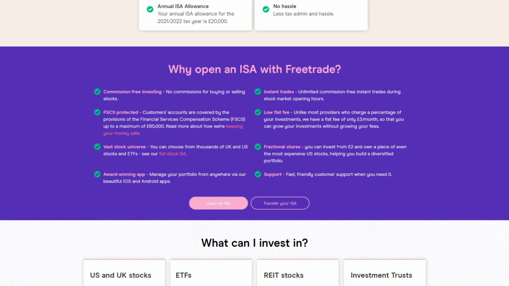Fractional shares. You can invest from £2 and own a piece of even the most expensive US stock. So let's say Amazon is trading at $2,000 or $3,000. You don't have to buy the whole share. You can invest £50 into Amazon and you're still going to own a portion of that share. And that's also going to pay you out dividends. So you don't have to buy the full stock.